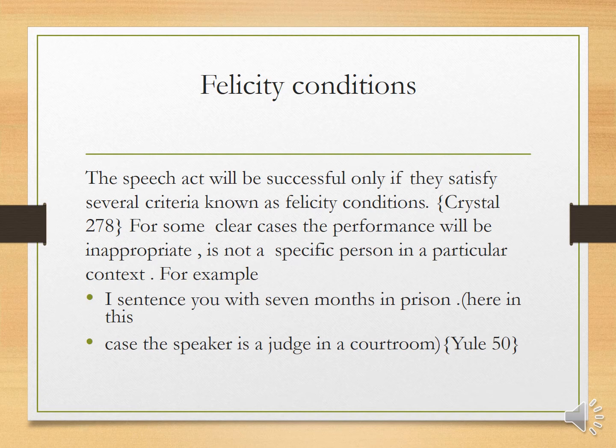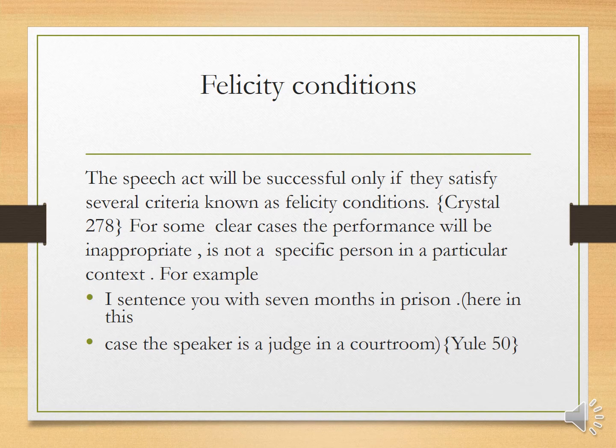Actually, let me try to differentiate the things that we have. I sentence you to 7 months in prison. So it's necessary for me, if I want to implement 7 months of prison, to be a judge, and it is necessary for me to be in a court. If I am not in a court, I can never sentence any type of punishment. Or if I am not a judge, how can I punish a person that I want to be punished?